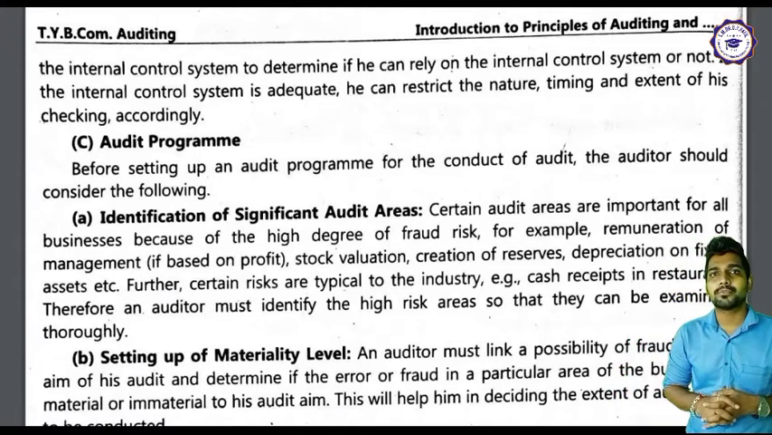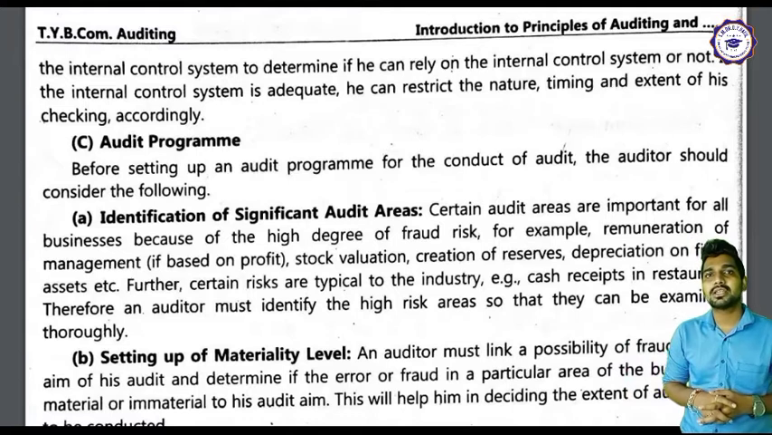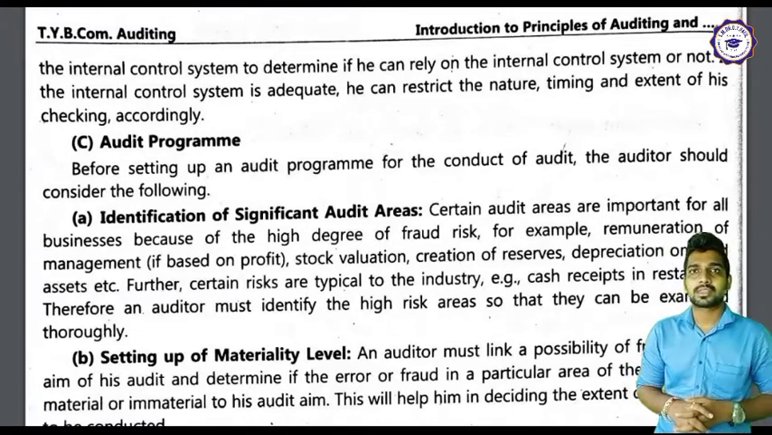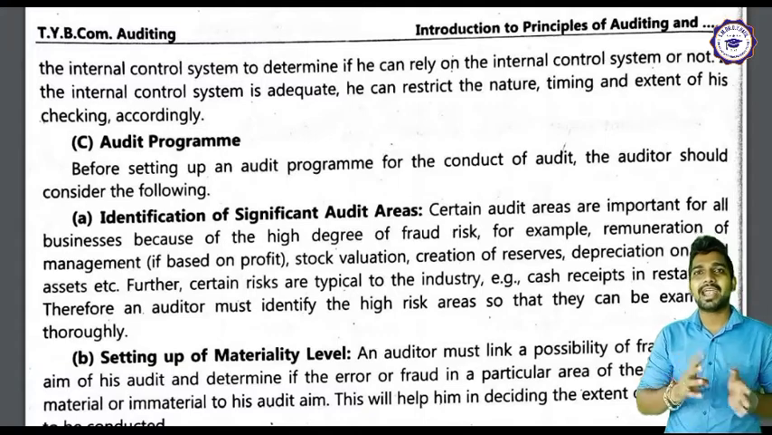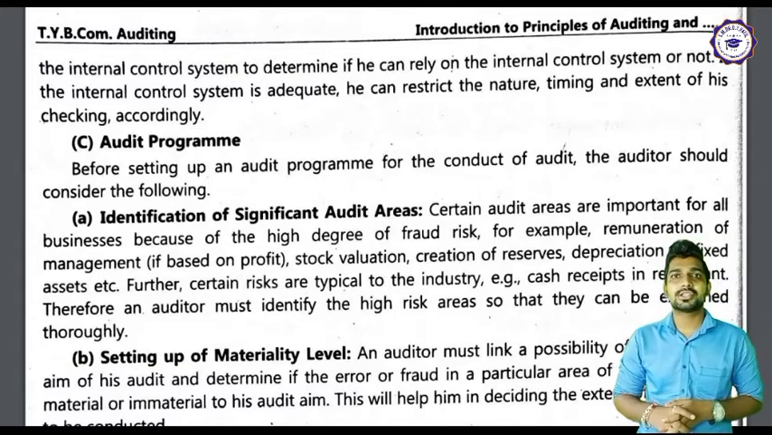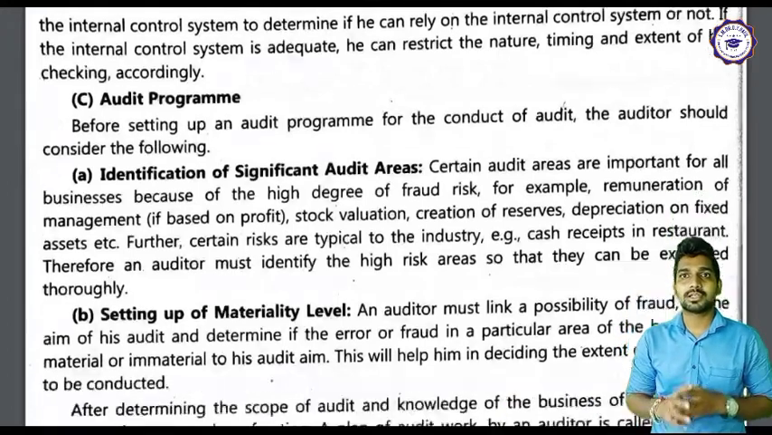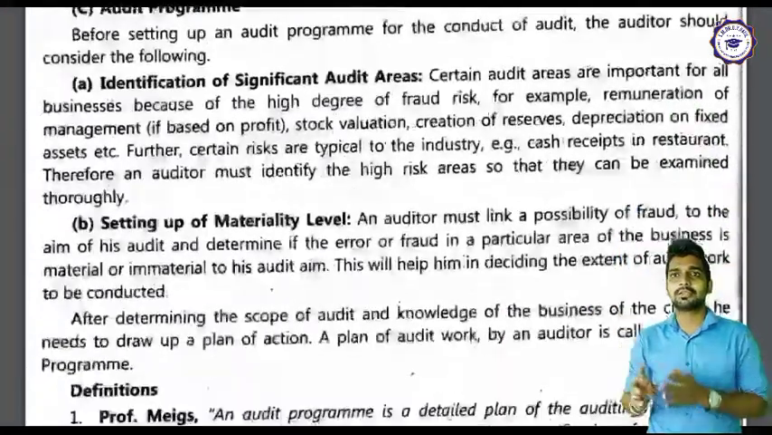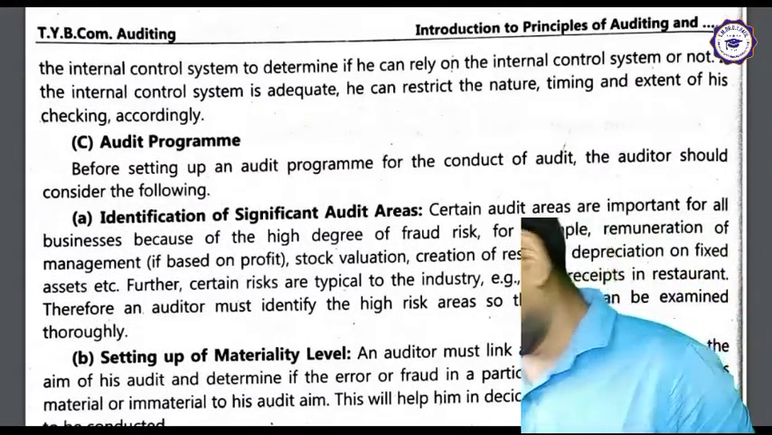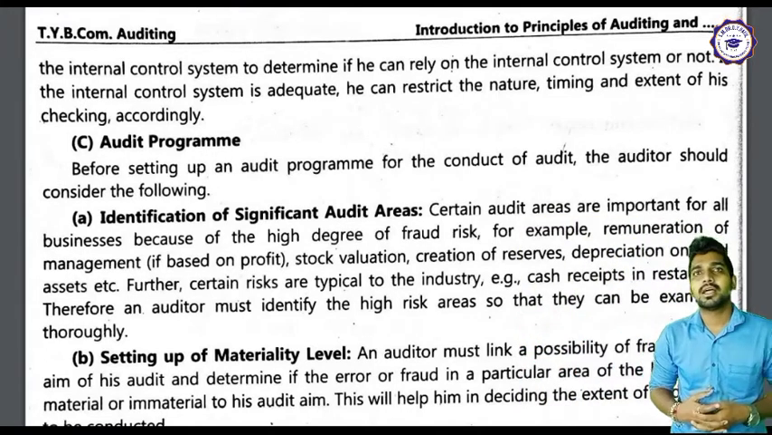Before setting up an audit program for the conduct of audit, the auditor should consider the following. Number one, identification of significant audit areas. Certain audit areas are important for all businesses because of the high degree of fraud risk. For example, remuneration of management if based on profit, stock valuation, creation of reserves, depreciation on fixed assets, etc. Further, certain risks are typical to the industry. For example, cash receipts in a restaurant. Therefore, an auditor must identify the high risk areas so that he can examine them thoroughly.